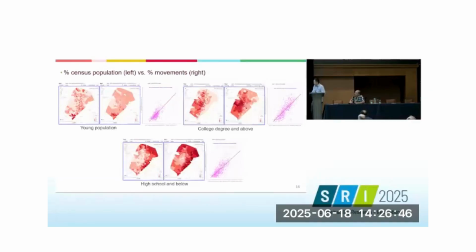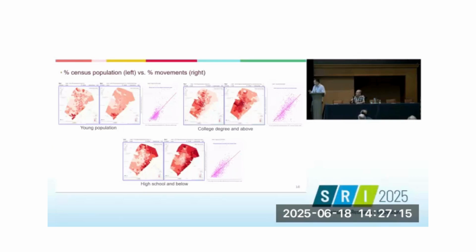This is also true for people who have a high school degree and below. There is more heat exposure for people who only have a high school degree and below when compared to their census percentage. I have more results in the backup slides. I'm happy to talk about that during the discussion section.